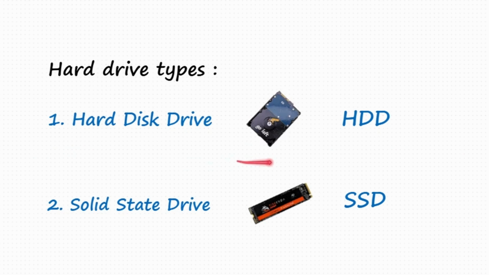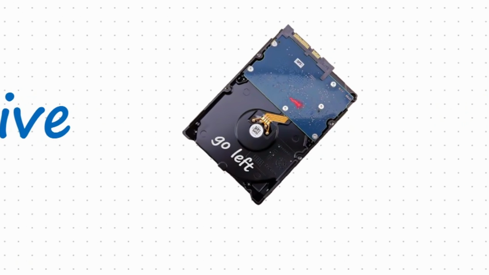We have two types of the hard drive. We have HDD, which stands for hard disk drive, and the SSD, which stands for solid state drive. Also, the SSD is much faster than the HDD.